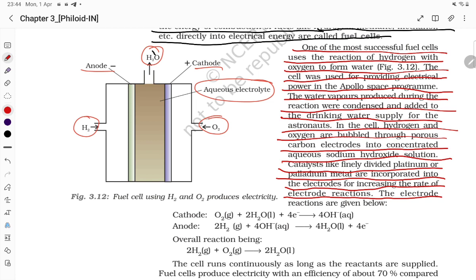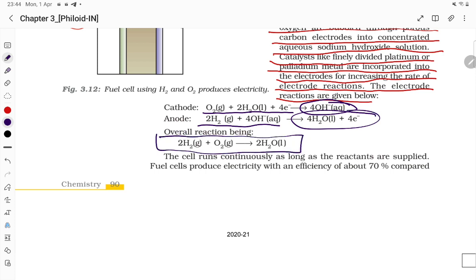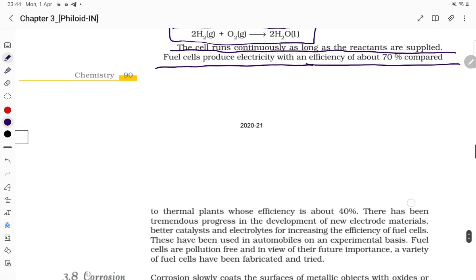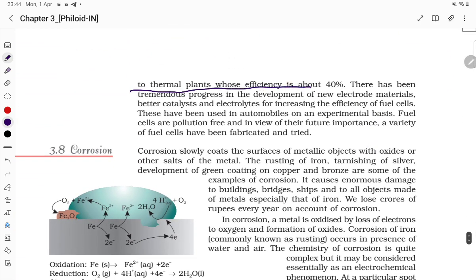The electrode reactions are given by: at the cathode, O2 + 2H2O + 4 electrons → 4OH⁻; at the anode, 2H2 + 4OH⁻ → 4H2O + 4 electrons. Overall reaction: 2H2 + O2 → 2H2O. The cell runs continuously as long as reactants are supplied. Fuel cells produce electricity with an efficiency of about 70% compared to thermal plants, whose efficiency is about 40%.